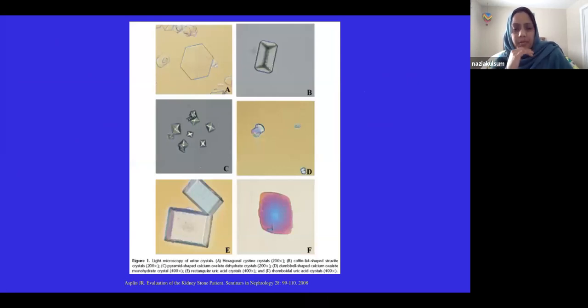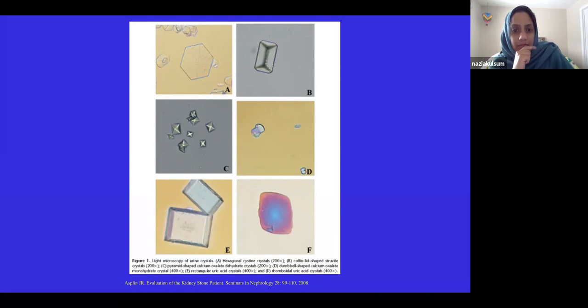So these are a few appearances that you can see in the normal light microscopy. On the top left is the hexagonal shape. These are struvite crystals. Then you have the coffin lid, which is the struvite. The hexagonal is cysteine. The envelope shape, which is number C, is the calcium oxalate. And this is dihydrate. Monohydrate will look more like a dumbbell shape.